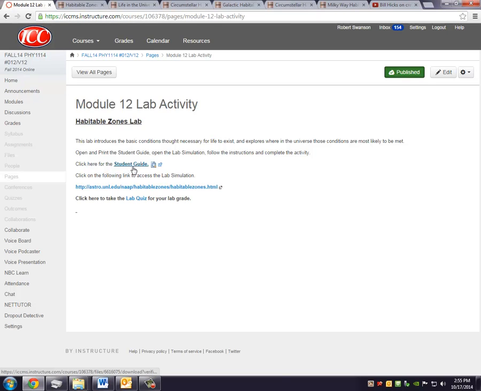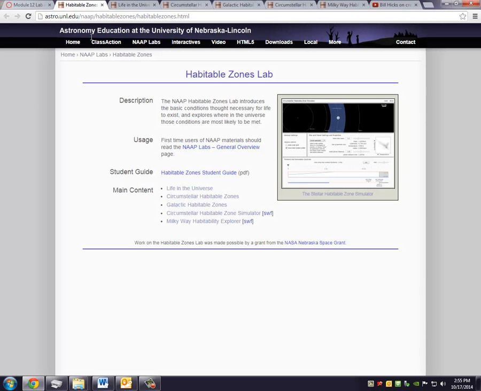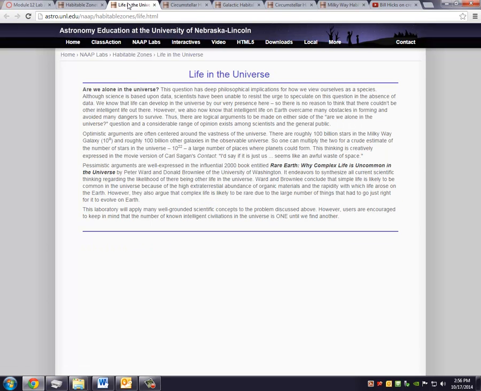And so again, you're going to be at the Module 12 lab activity. You click on the student guide. Again, we're going to work through this student guide. Click on the simulation. That's going to take you to this page. Not as many background pages as we saw in the last module, but please do read through the life in the universe. Again, this talks about what are the chances?